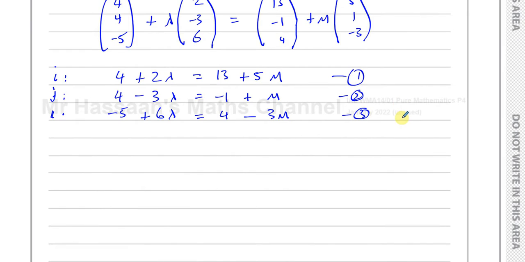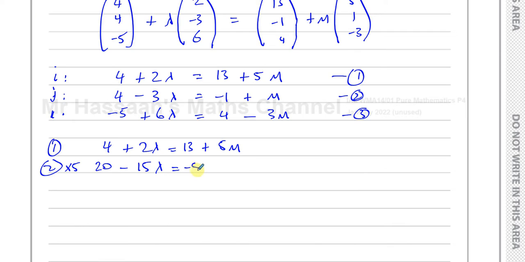So first, I'm going to use equations 1 and 2. If we take equation 1, I have 4 plus 2 lambda equals 13 plus 5 mu. And if I take the second equation and make this into 5 mu, then I'll be able to eliminate these two simultaneously. I'll take equation 2 and multiply it by 5. In this case, that will become 5 mu, but then I have to multiply everything by 5. That becomes 20 minus 15 lambda equals minus 5 plus 5 mu.